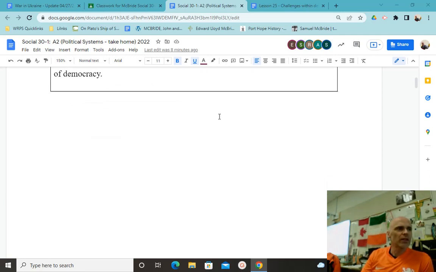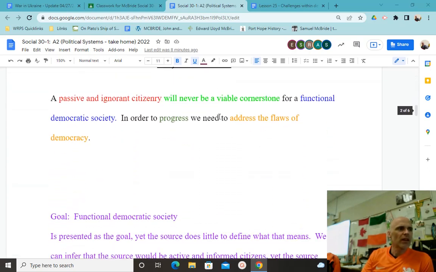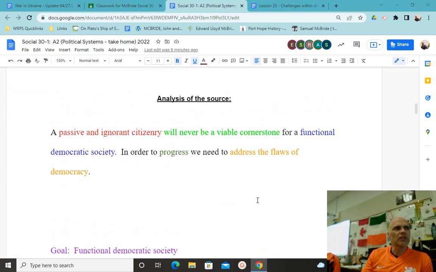So we're going to try to identify key terms. I've done that here in different colors. One key concept is this idea of passive and ignorant citizenry. So I want to make sure I talk about that. Another key concept is this will never be a viable cornerstone. So I'm going to talk about that. Another key concept, functional democratic society, the concept of progress, and then finally address the flaws of democracy. So when I look at the source, that's what I pull from it.